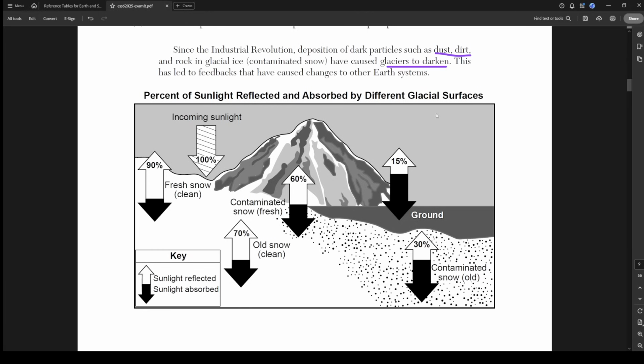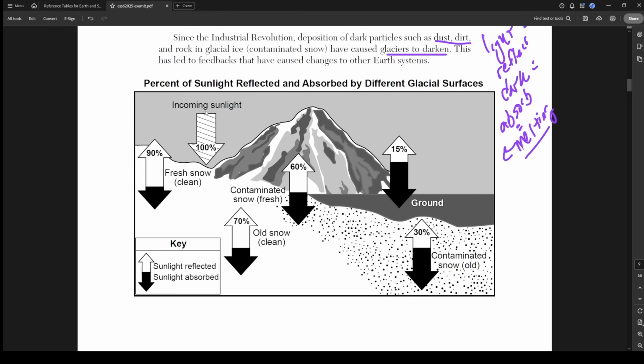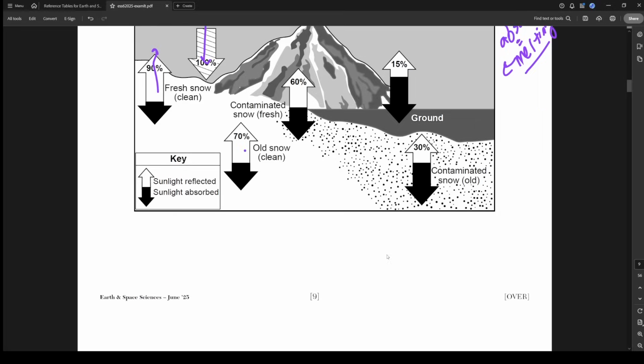Percent of sunlight reflected and absorbed by different glacial surfaces. So if it was light, it's going to reflect. So dark is going to absorb. That's like the main thing that I would know. So if it's dark, it's going to absorb more. So we're going to get more melting of the glacier. So you could see incoming sunlight is 100%, 90% is going back out off the fresh, clean snow. We got contaminated snow is 60% going back out, as opposed to the clean snow is 70. So more is getting absorbed. That's what it's getting at.